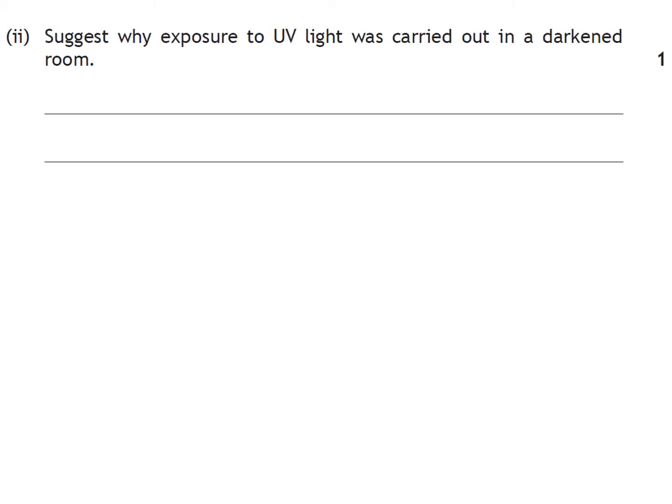Suggest why exposure to UV light was carried out in a darkened room. Well, this I hope is quite obvious. Basically, normal sunlight contains UV. So if you want to actually expose it to a known quantity of UV, you're going to have a darkened room to put that in. And that's it.